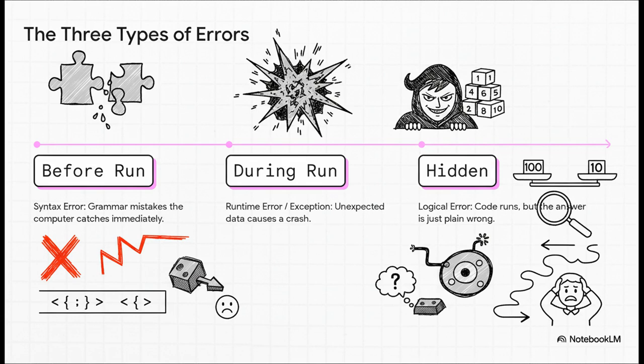Then you have runtime errors or exceptions. These are the party crashers that happen while the program is running, usually because it got some data it didn't expect. And then, the programmer's worst nightmare, the logical error. The code runs perfectly fine, no crashes, but the answer it gives you is just flat out wrong.